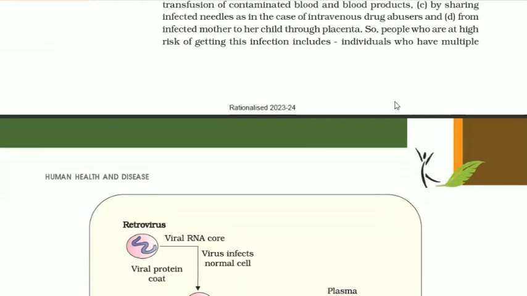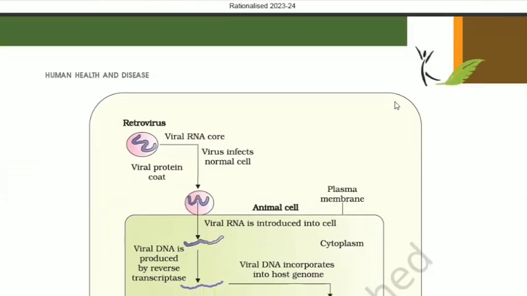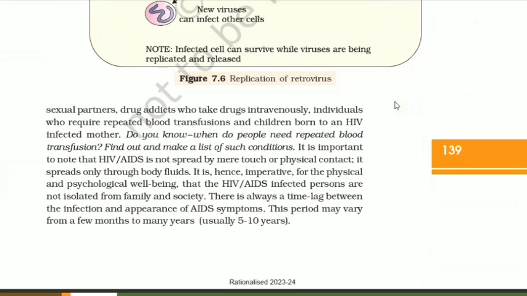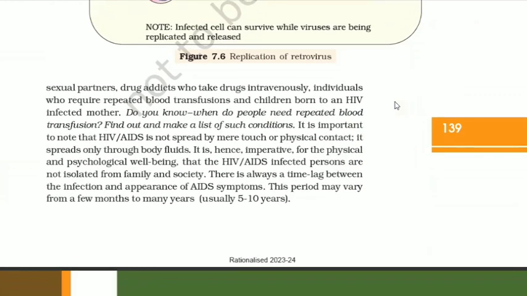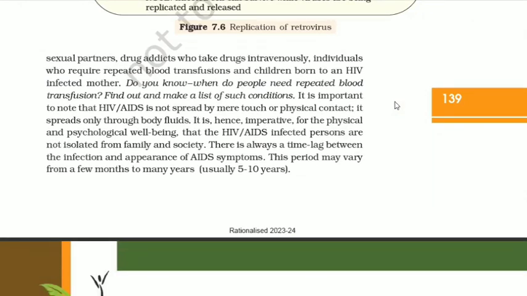So, people who are at high risk of getting this infection include individuals who have multiple sexual partners, drug addicts who take drugs intravenously, individuals who require repeated blood transfusions, and children born to an HIV infected mother. Do you know when people need repeated blood transfusion? Find out and make a list of such conditions.